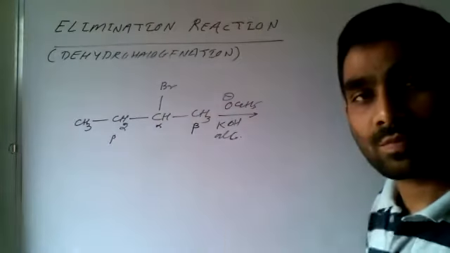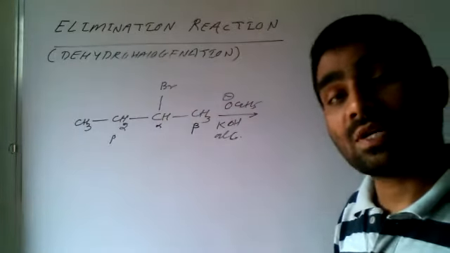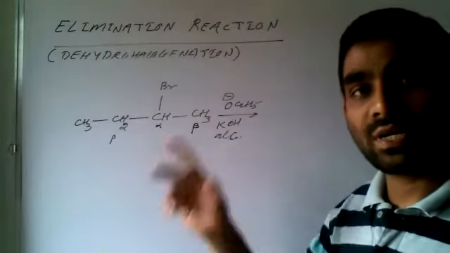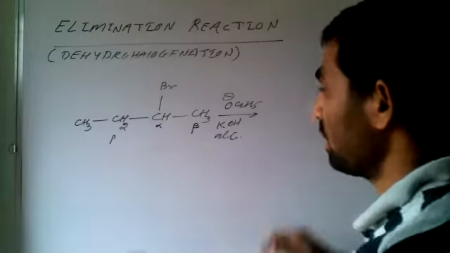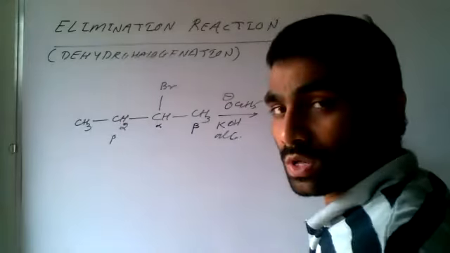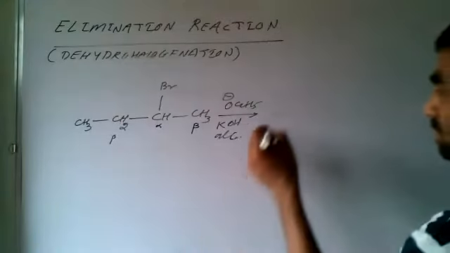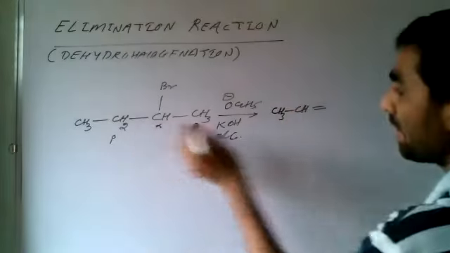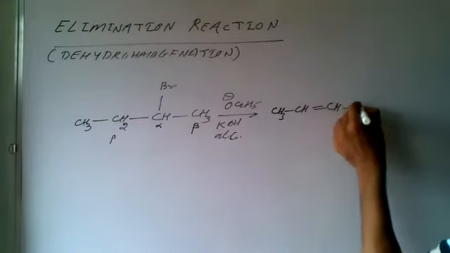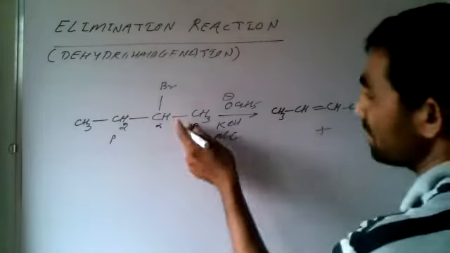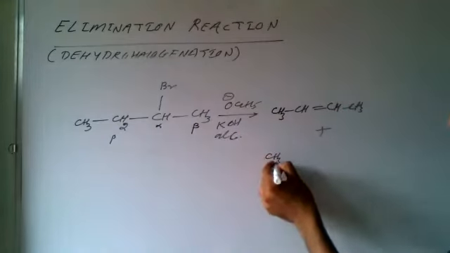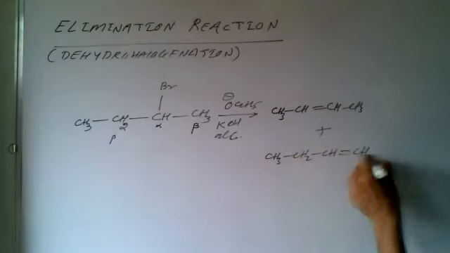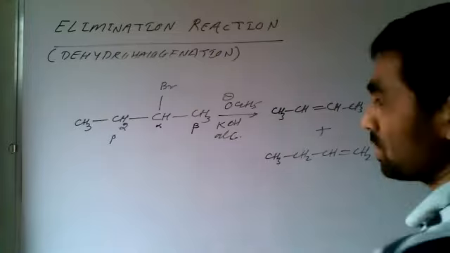Now the question is, which beta carbon is attacked? Both beta carbons will be attacked, this also, this also. So there are two alkenes formed. If this is attacked, this will be the alkene, and if this is attacked, that will be the alkene. So this is two beta carbons.